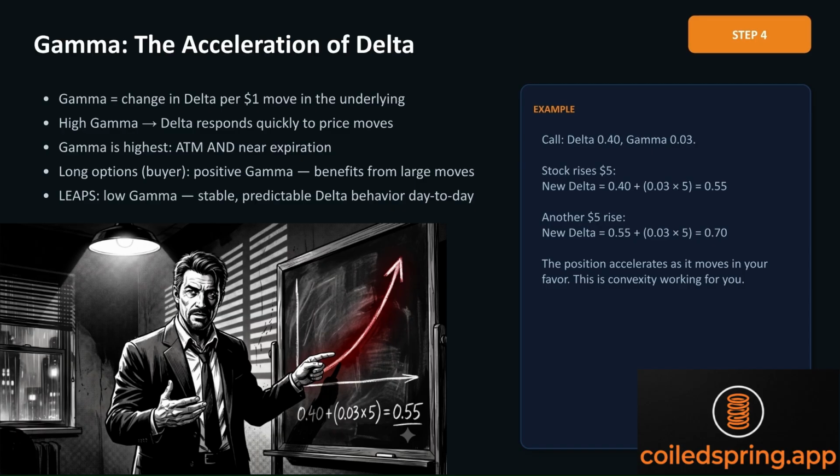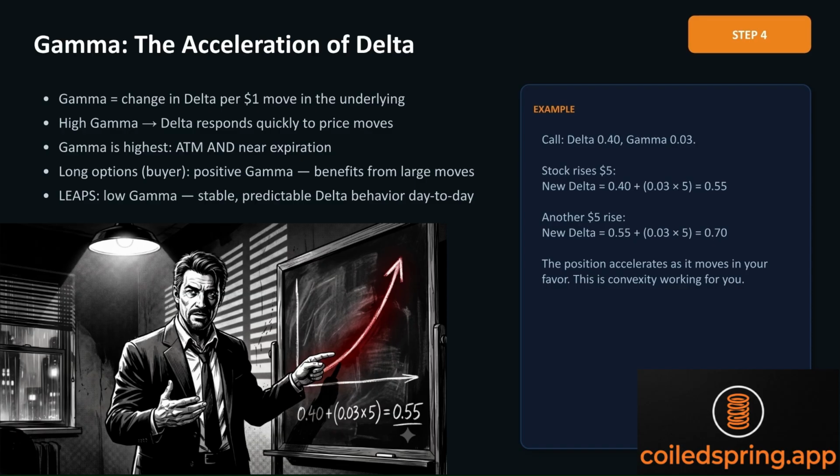This is enormously important for buyers. When you own an option and the stock moves in your direction, positive gamma means your delta is increasing, which means each successive $1 move is more profitable than the last. The position builds momentum. It accelerates in your favor.